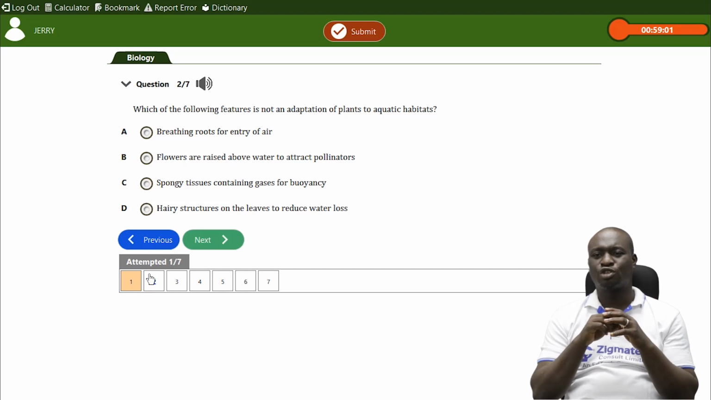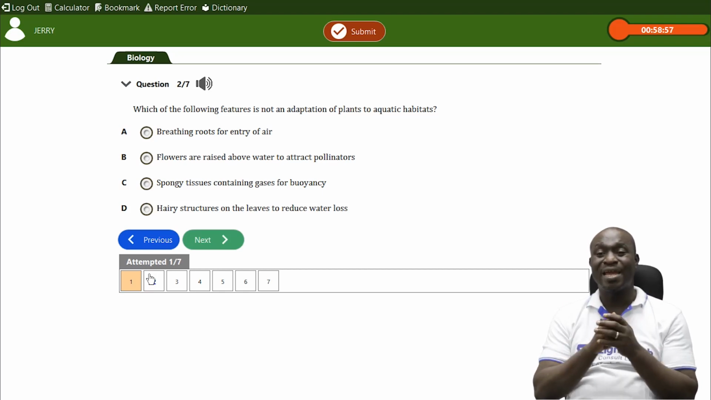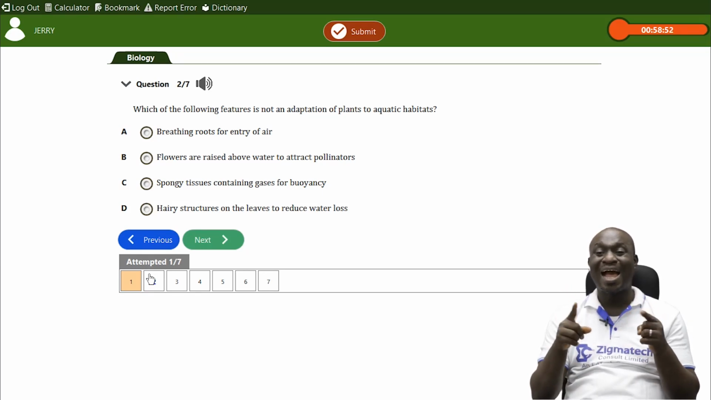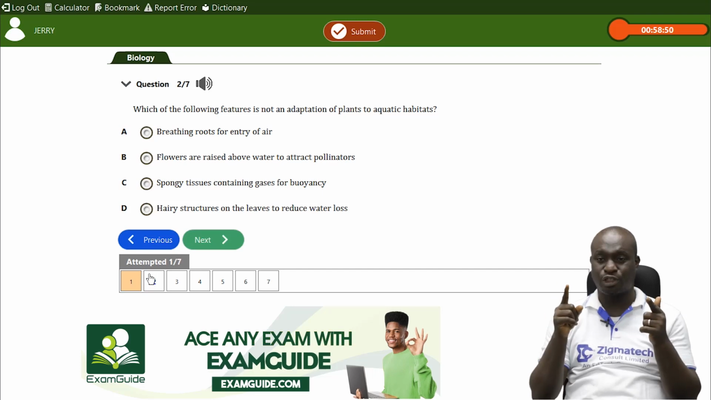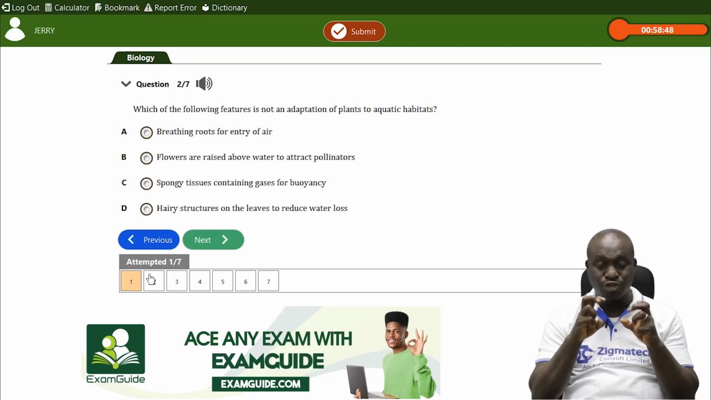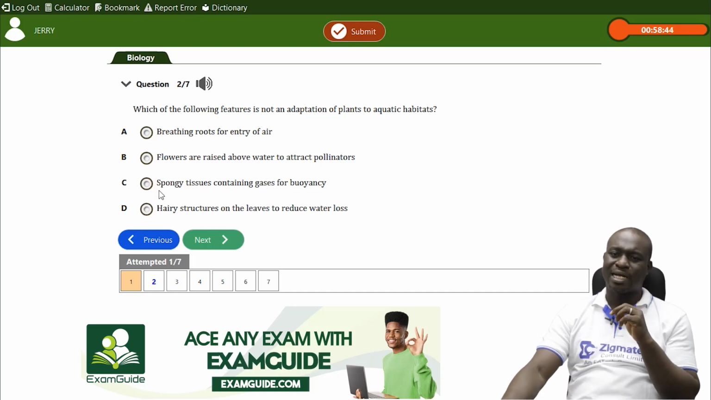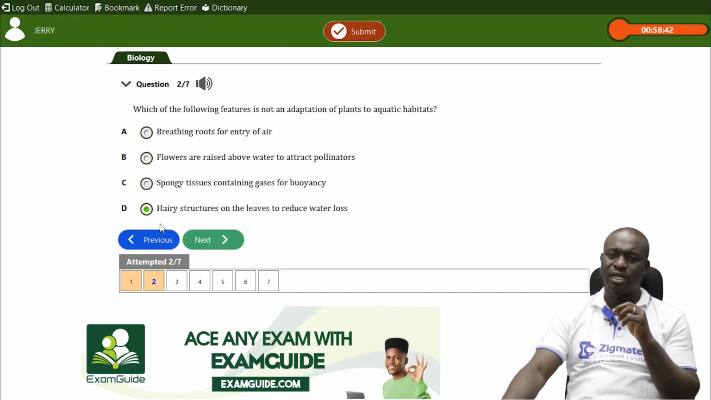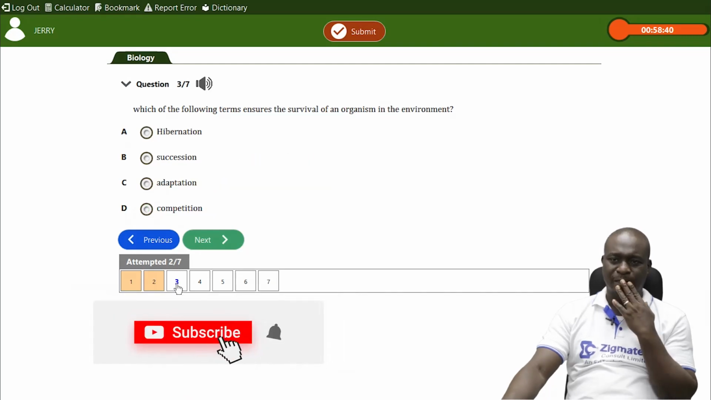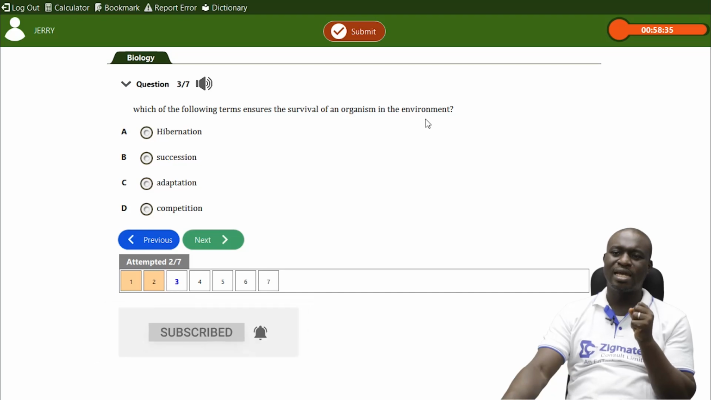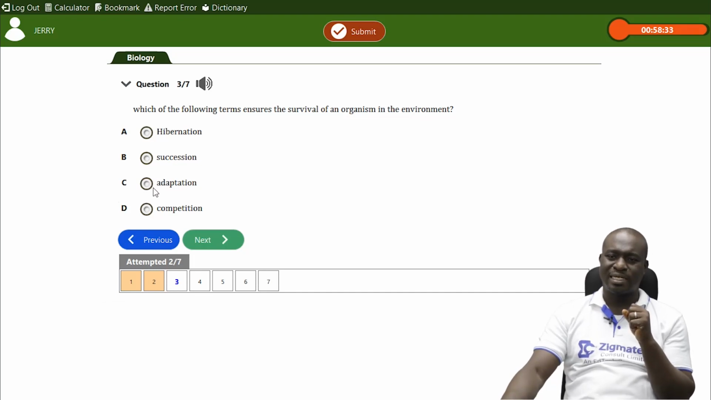Now, there is no reduction in water loss as it relates to plants that are found in aquatic habitat. In fact, there is a high rate of transpiration, not reduced transpiration. So the correct answer to this question is option D. Now look at question 3. Which of the following terms ensures the survival of an organism in the environment? And that really explains adaptation.